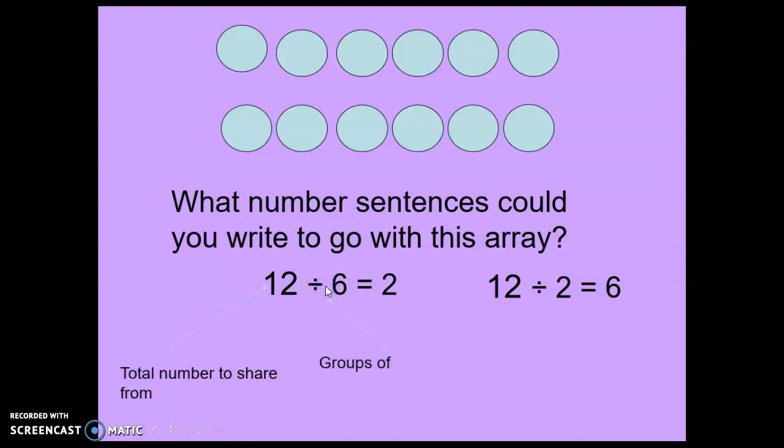Division sign means groups of, so 12 in groups of 6. And then once we've got the total at the front, because that's the total number we are sharing or putting into groups, we can just swap the other two numbers round. So 12 divided by 6 equals 2, and 12 divided by 2 equals 6.